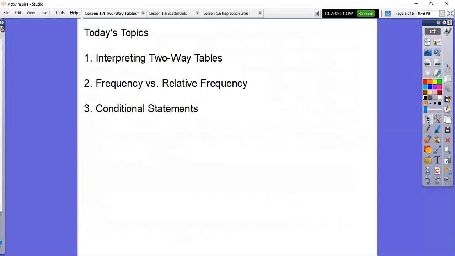So that's it for today. Today was just about interpreting two-way tables, understanding what they mean, frequency and relative frequency, and then conditional statements. We're going to do more with this in class. Today was just about giving you some basic background information.